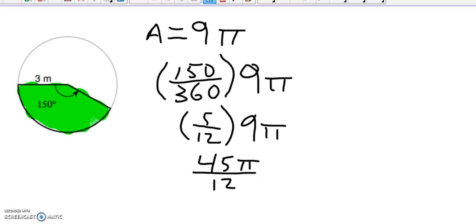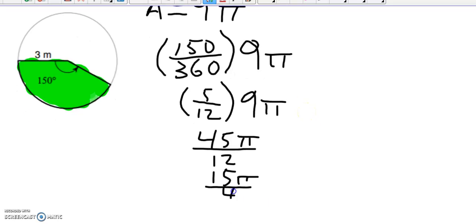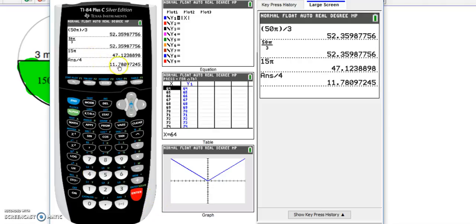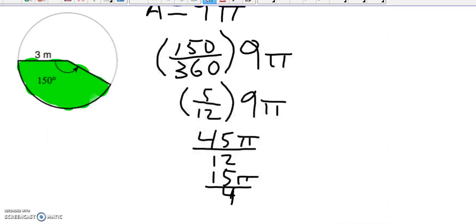But 45 and 12 are both multiples of 3, so I actually think I can simplify this down a little bit farther. So if we were to turn this into 15 pi over 4, that would be even better. And 15 and 4 don't really have anything in common, so I think we're pretty well simplified on that. And if you want to turn that into a decimal answer, you can just do your 15 pi, and this is another option if you don't like doing the parentheses. Just multiply 15 pi and then divide by 4. And that'll get the 15 and the pi both multiplied together, and then all divided by 4. So 11.8 would be a good decimal answer here.